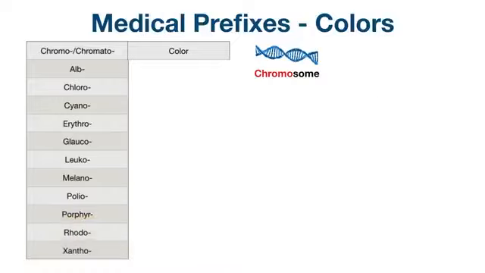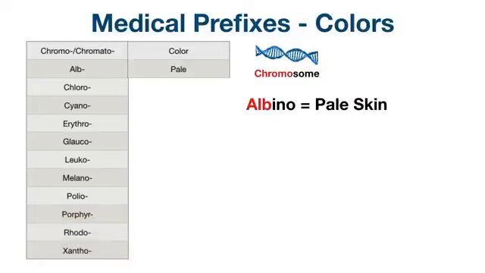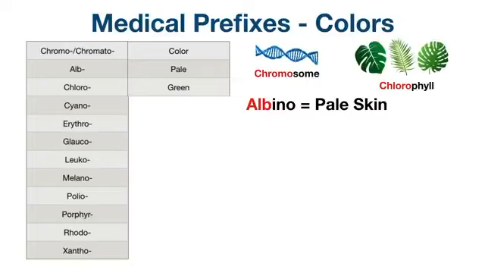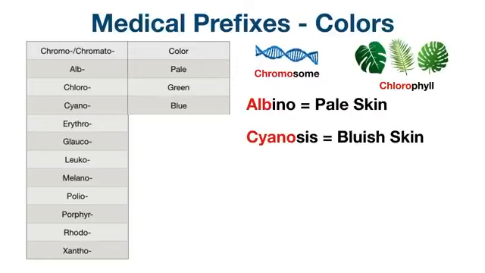Next, we have the prefix alb, which refers to pale. You can think of albino, which refers to a person or animal with a congenital absence of pigment, and this causes them to appear pale or white. Next is chloro, which means green. You can think of chlorophyll, which is the green pigment in plants. Next is cyano, which refers to blue. For example, in medical terms, cyanosis refers to a bluish discoloration of the skin, and this is typically from poor circulation or low oxygen levels in the blood.